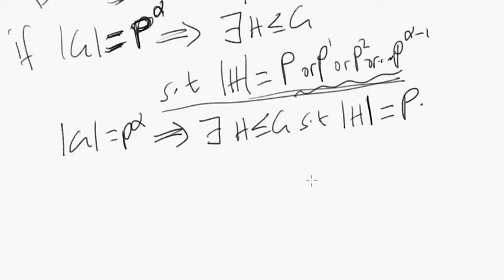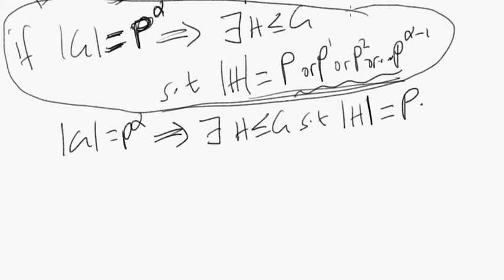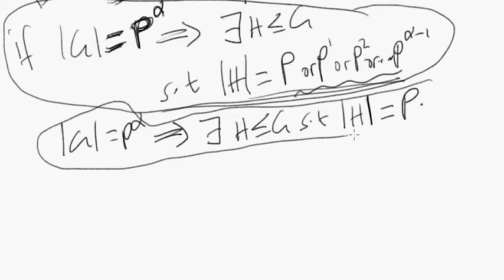What do you think? How can we use this first statement, that there must exist H such that the order of H is less than alpha, to show that there must exist a subgroup of order p? Well, could an example help us? Let's suppose that the order of G is p to the 7.